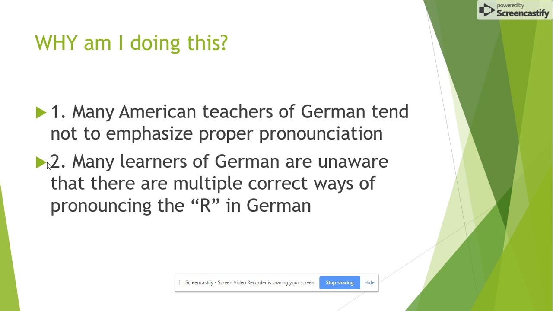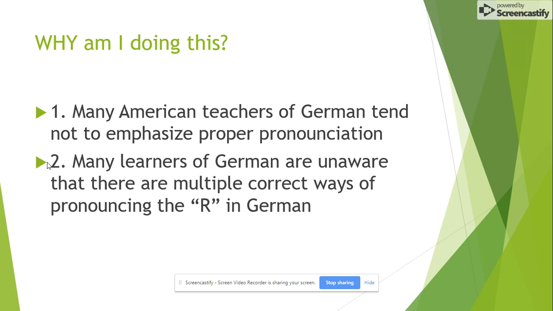And the second reason is that many language learners are simply unaware that there are multiple correct ways of pronouncing the R. It's not just one method. Especially I know a lot of American students are taught that there's only one correct way to pronounce the German R, and it's the French R. And for a lot of students, they simply physically cannot make that sound. So they just revert to using the sound that they do know, which is the American rhotic R, which, if you pronounce that in German, it's wrong.